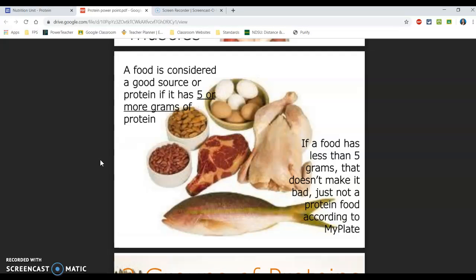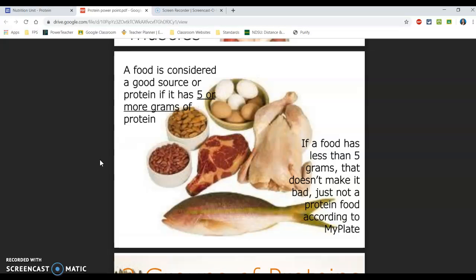Protein foods oftentimes are high in fat, depending on the type of protein food that you're eating. Fish is a very low fat. Beans, almonds, peanuts, those types of foods are very low in fat, whereas like the steak and the hamburger and the bacon are going to be higher in fat.